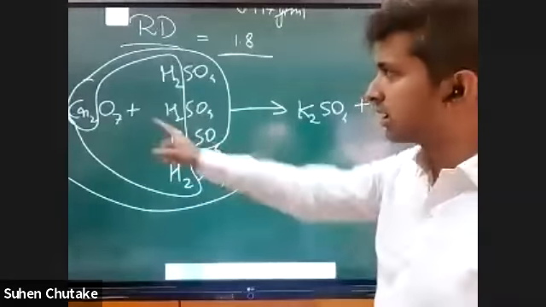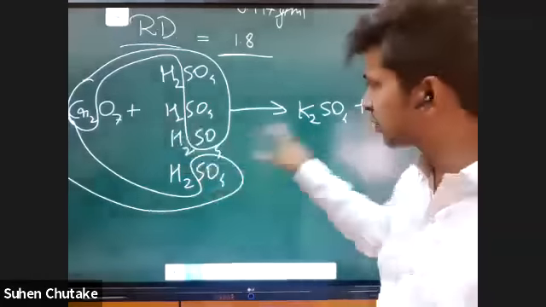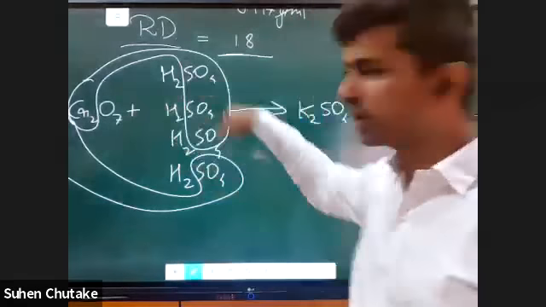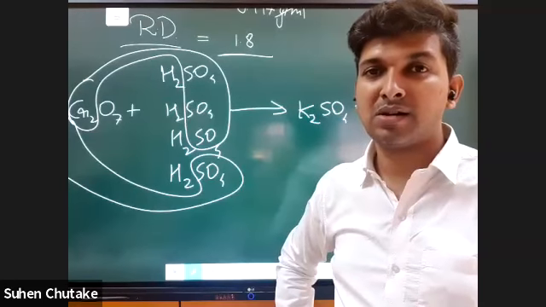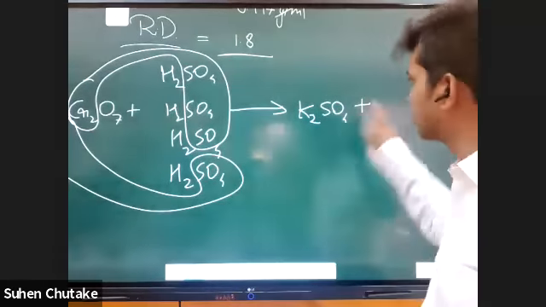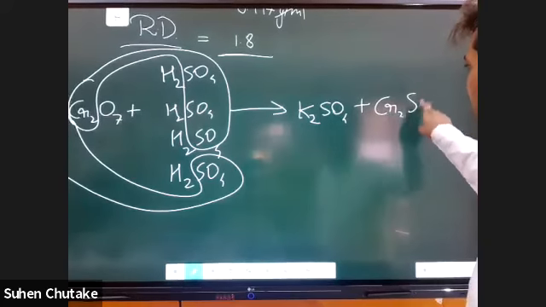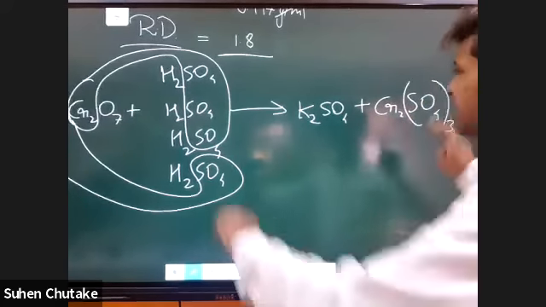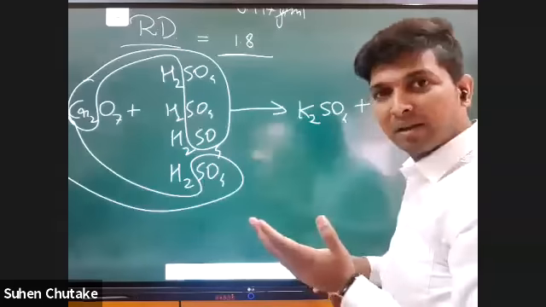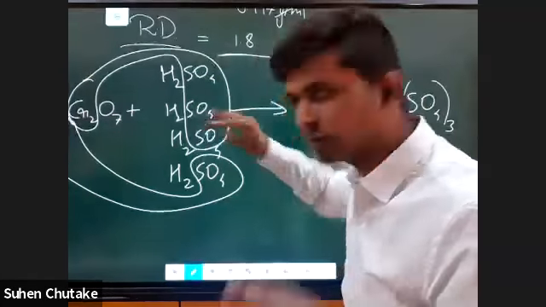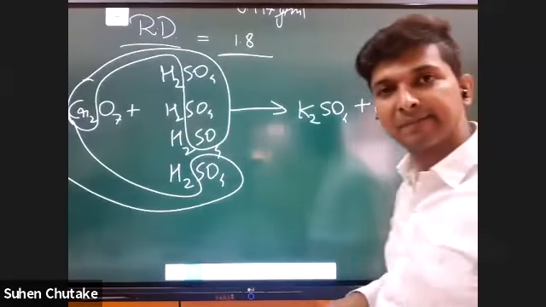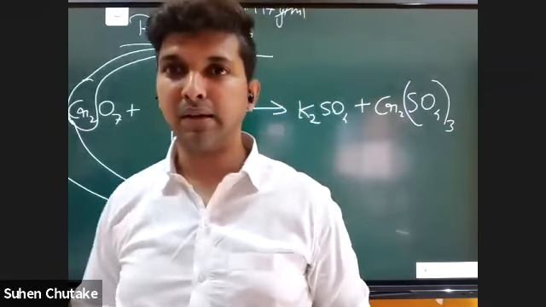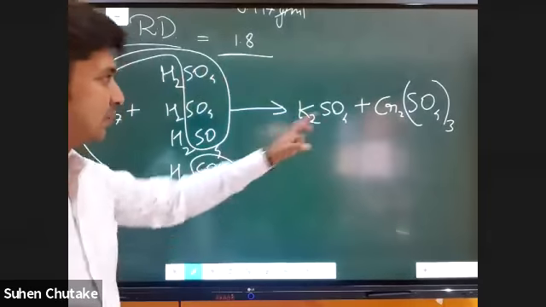Quick. Cr2SO4. Yeah, K2 and SO4 combine to form K2SO4. Cr2 and SO4 will combine to form Cr2SO4 thrice. Why? Because we have taken 3 SO4. Have we taken 1 SO4? Yes, we have taken 1 SO4, 2 SO4, 3 SO4. That's why Cr2SO4 thrice. We don't call this as 3, we call this as thrice. Getting it? Yes, sir. K2SO4 plus Cr2SO4 thrice.